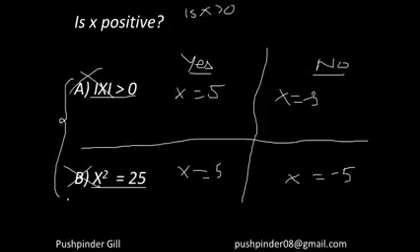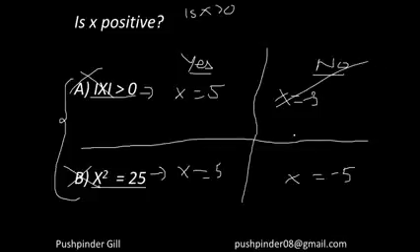Now it's the turn to combine both the statements. Once you combine both the statements, you need not think about any new values. What you can do is use the same values, try them in this statement and in this statement, and then see which values survive both the statements. So x is equal to 5. Is this satisfying x square is equal to 25? Yes, it is. x is equal to negative 3. Is it satisfying this statement?